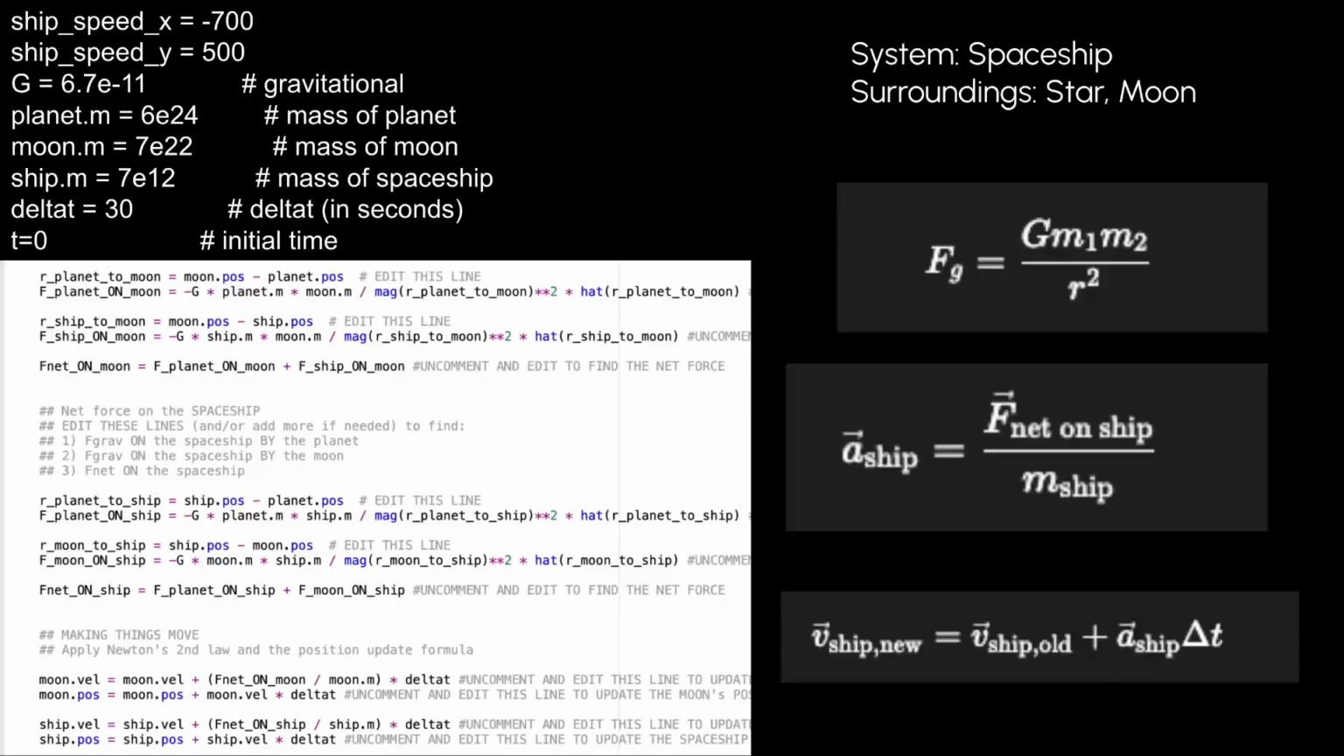You're going to fill those in with the force of gravity equations and just sum them using sum of the forces. And then at the end, you can get the acceleration of the ship by just doing the F net divided by the mass, and then using your velocity update formula, v final equals v initial plus a delta t. You're going to keep getting your new velocity and updating the positions.